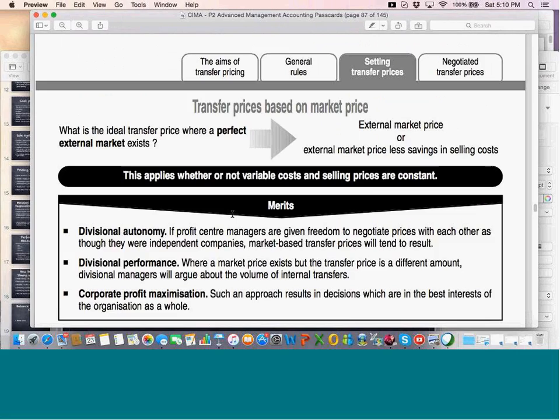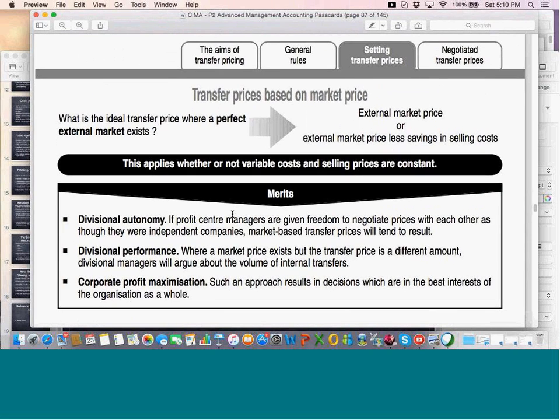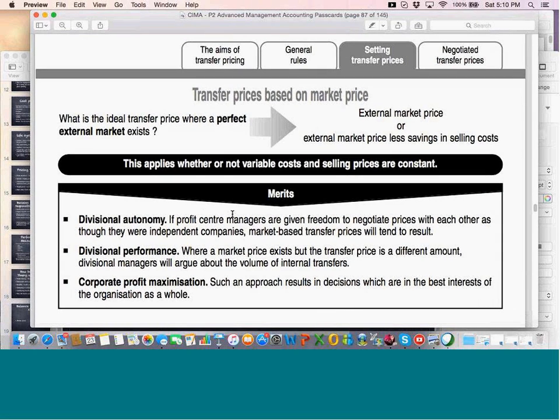Transfer prices based on market price. How do you set the price? That's also a problem. This is also an issue. So I would say you could set the transfer price. You can ask at what price this dough is transferred, right? And you could make that the target.